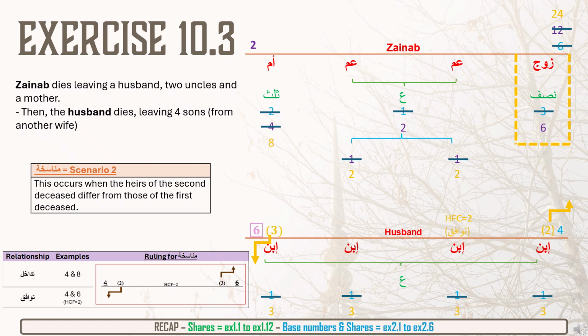So in summary, the base number will be 24. The uncle will get 2. The other uncle will get 2. The mother will get 8 out of 24. And each of the sons, the husband's sons, will get 3, 3, 3, and 3. That adds up to 24. And therefore, Zainab's estate has now been distributed between her heirs. And because her husband passed away, his heirs also has now been complete.